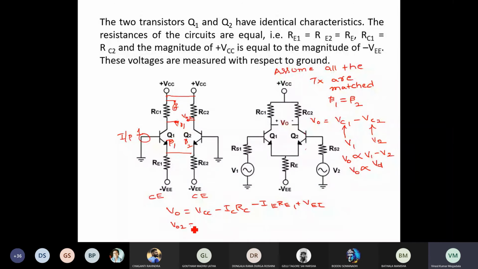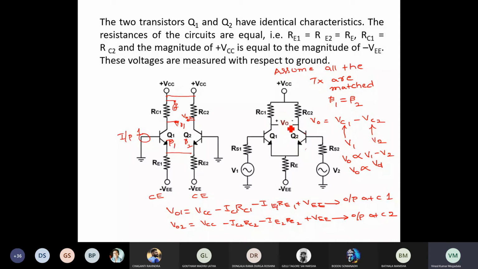Similarly, if you write V02, it will again be VCC minus IC2 RC2 minus IE2 RE2 plus the common VE. So this is the output voltage at collector 1, and this is the output voltage at collector 2. Let us call the first one V01.